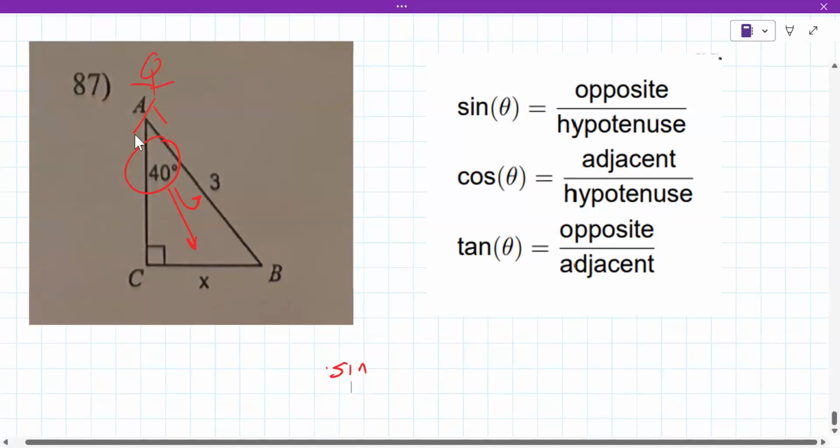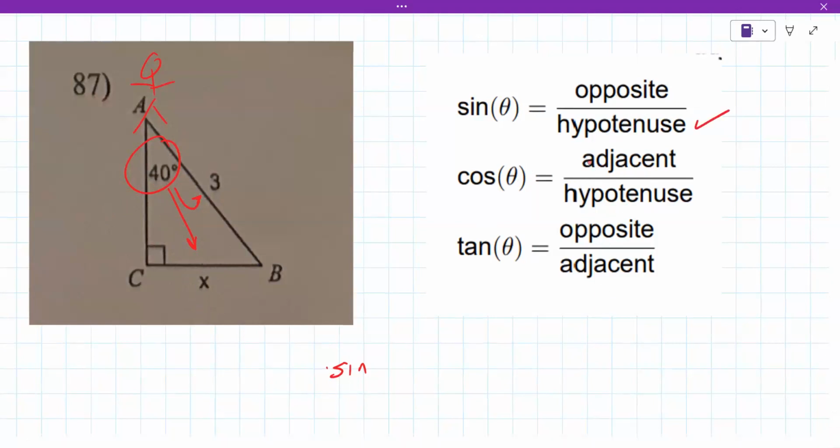You do not have the adjacent. You have the hypotenuse, and you're looking for the opposite. You're trying to figure out which 2 of the 3 you have. That's how this choice is made. Because you have the hypotenuse and you're trying to find the opposite, you use sine.